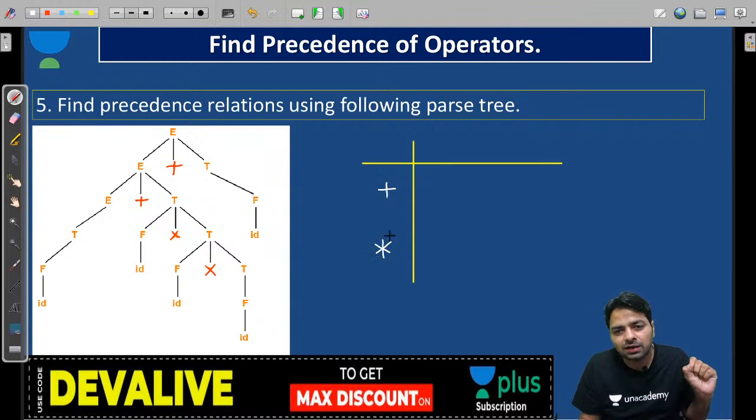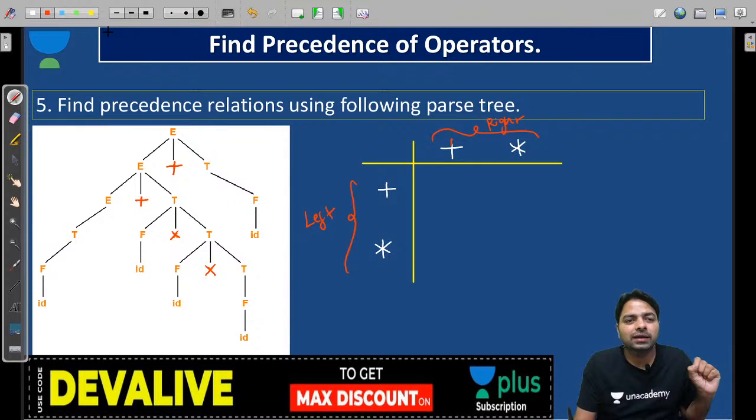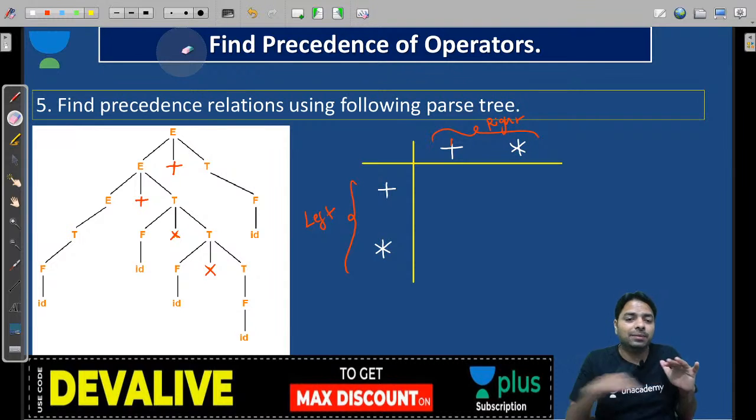Plus, star, and always remember who is left, who is right. Never confuse this. This must be right side. This must be left side when you compare. Okay, this is our assumption always in the grammar, because parser follows scanning from left to right.